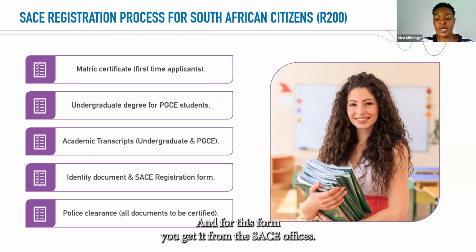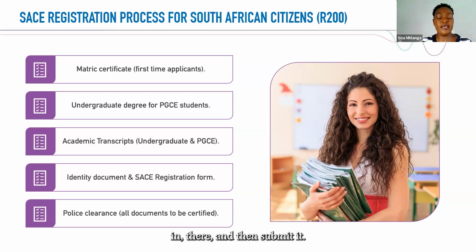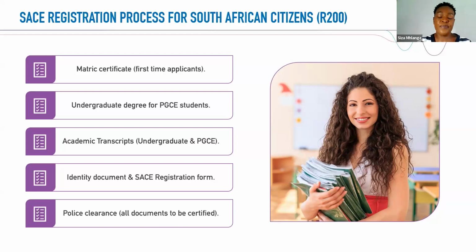And for this form, you get it from the SACE offices. When you get there, they give you the form and then you have to fill it there and then submit it. You also need your police clearance. So usually SACAP helps the students apply for the police clearance, so you don't need to go and queue in the police station. They help you with the process.